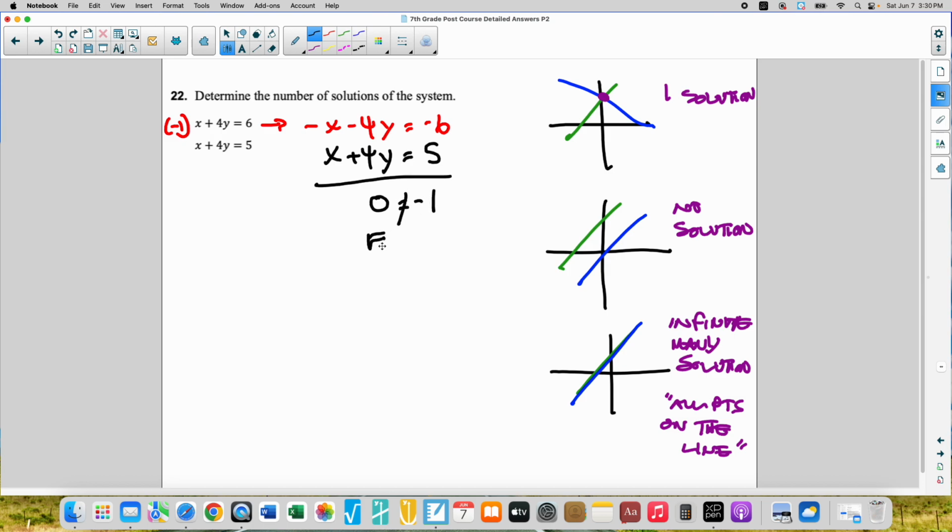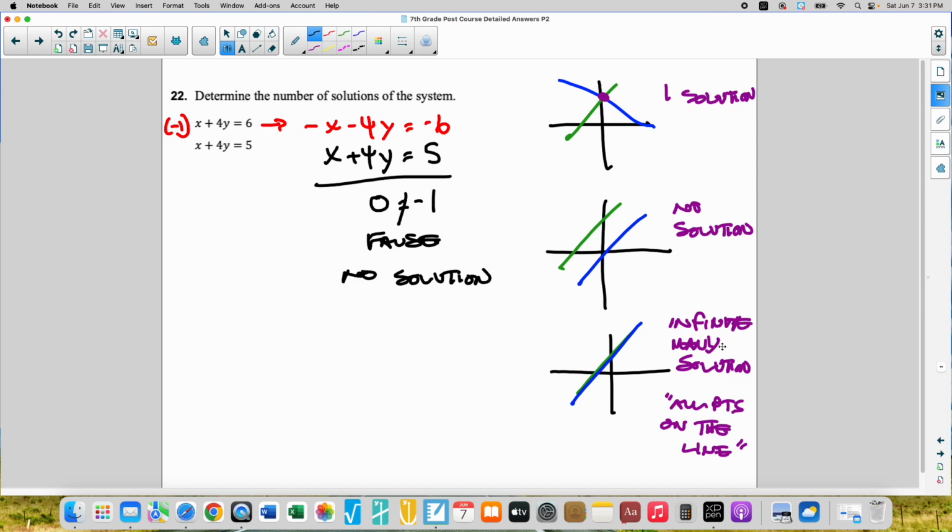That's a false statement. And a false statement is no solution, meaning they're parallel. So false is no solution. If your number statement is false, the answer is no solution. No points intersect. There are no solutions that they share. They don't share any solutions.